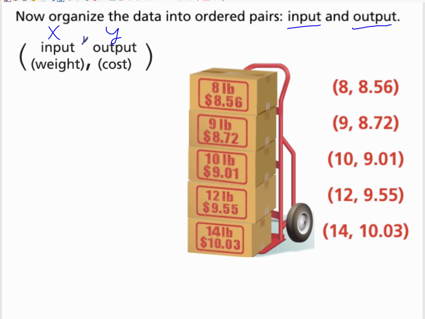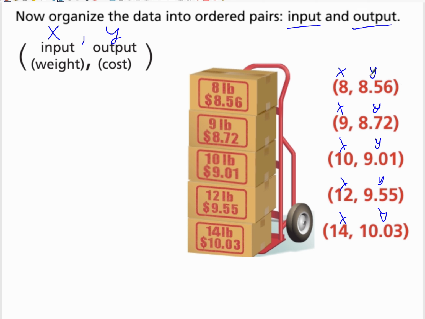And so when we look at our ordered pairs, every one of them has an X value, right? And every one of them has a Y value. So every one of our ordered pairs has an input and an output. And whenever we're talking about functions, input and output is the way they talk about X and Y. Input is the X and output is the Y. So, organize the data into ordered pairs. They already do that for you in this problem in your book. I just copied it onto the slide.